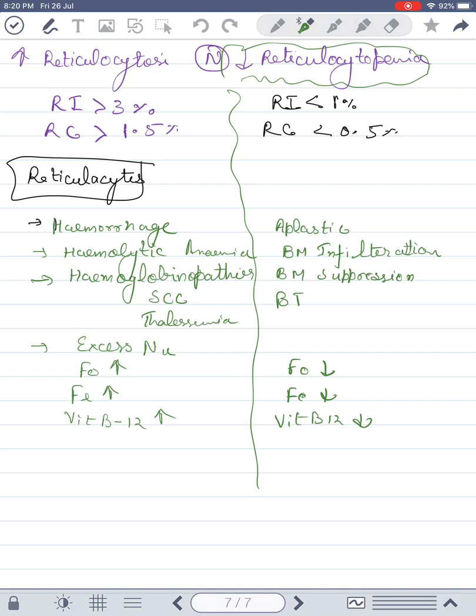So this is all about the basics of the different kinds of blood cells. Now in the next video we'll be discussing the classification of anemia.